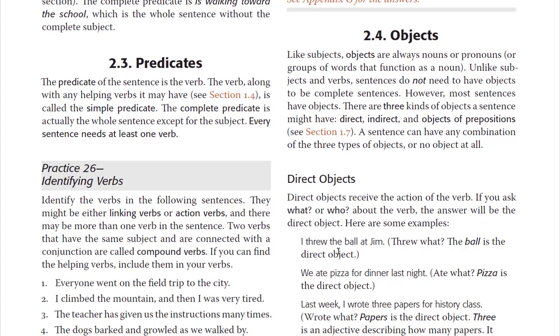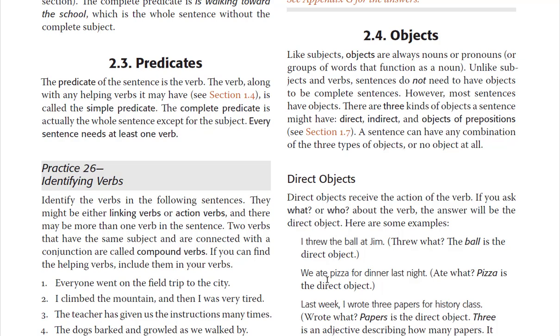Direct object is usually the noun right after the verb. Direct objects receive the action of the verb. If you ask what or who about the verb, the answer will be the direct object. I threw the ball. So what exactly did you throw? You threw the ball. And so therefore, the ball is the direct object.